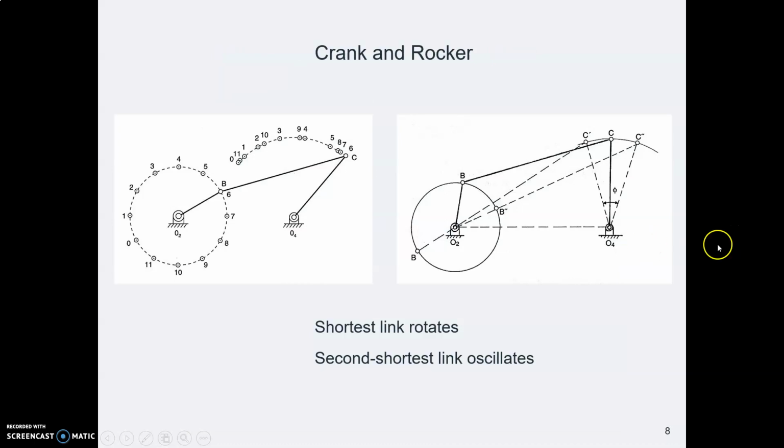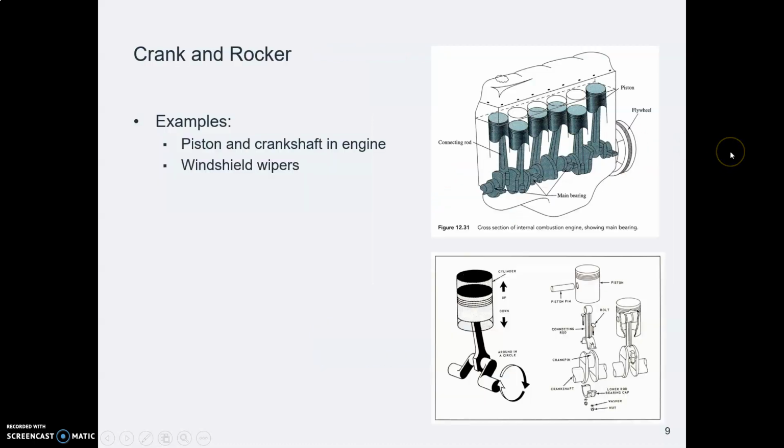Here's a schematic of that situation. So here's the crank and its circular path, and here's the follower rocking back and forth. You see examples of these in car engines again. Also windshield wipers.